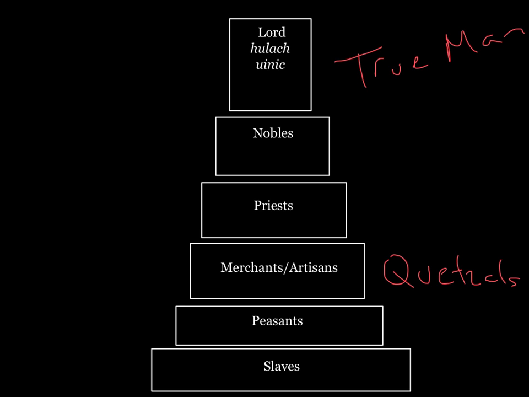Merchants imported obsidian and jade, the quetzal's feathers, from an iridescent green bird, copal, and cocoa beans. They sold salt, cotton and cotton goods, honey, dried fish, seashells, and the skins of animals. Below the merchants and artisans were the peasants.